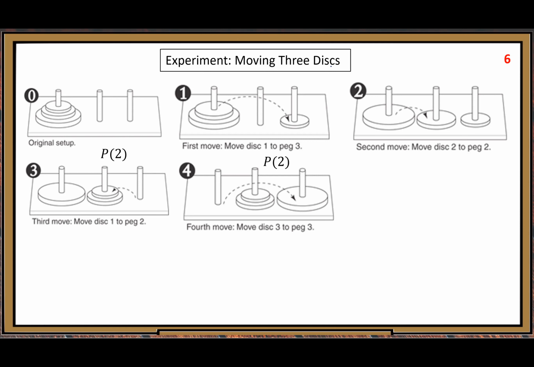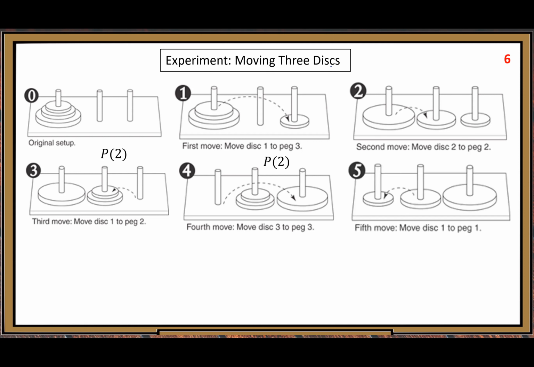Problem size 2, that's the 2-disk problem, right? For the 2-disk problem, we assume we have the solution. Here, you see that solution. You can see we need to move the 2 disks on peg 2 to destination peg number 3. That's a size 2 problem, right? So here we need to solve a size 2 problem.